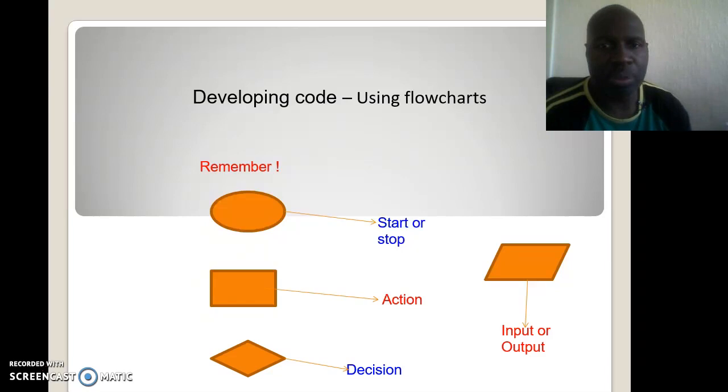So we had a look at the symbols, we had a look at the start and stop symbol, the action shape, the decision shape, and the input and output shape. So there are symbols. Make sure that you're familiar with them. You need to commit those to memory and learn how to draw them.